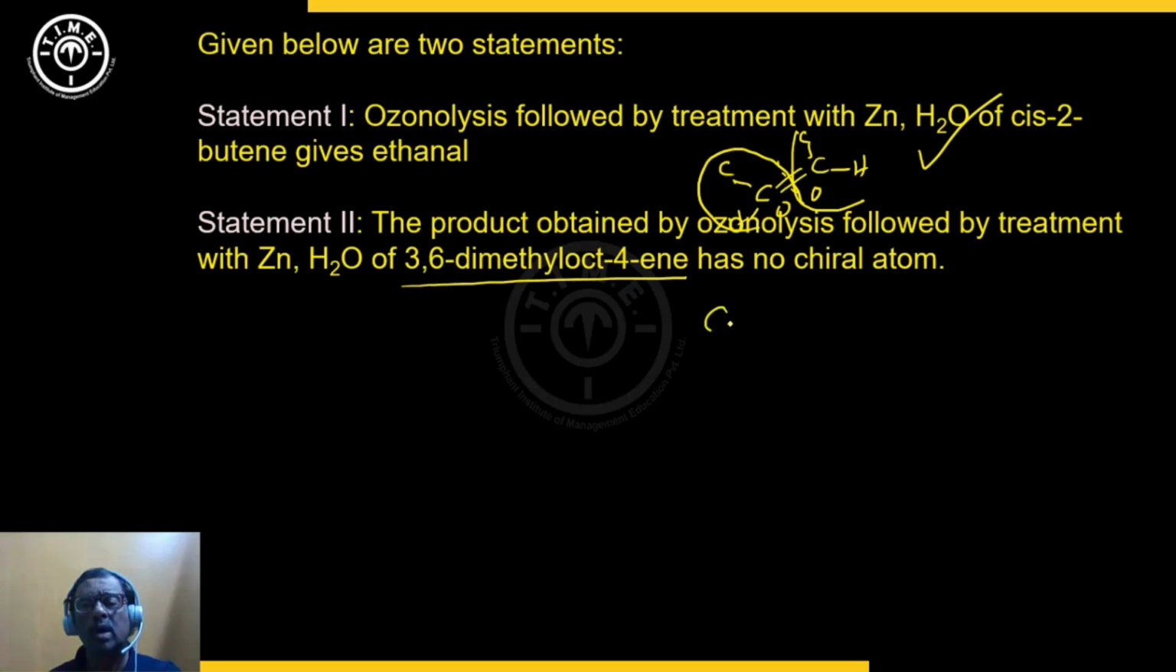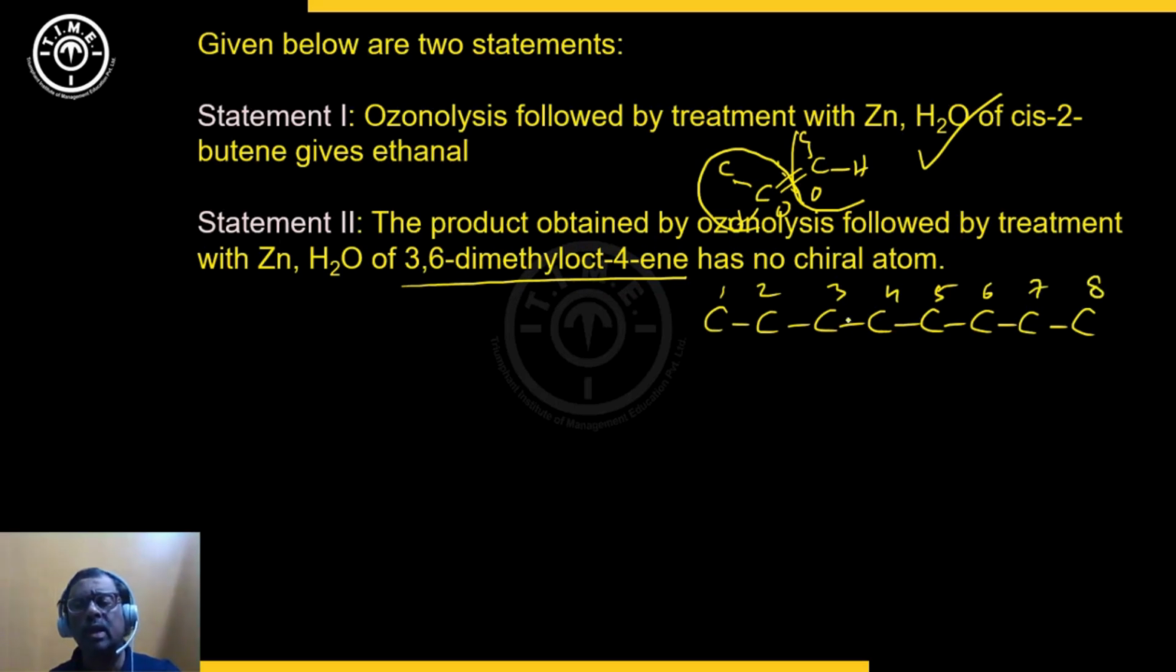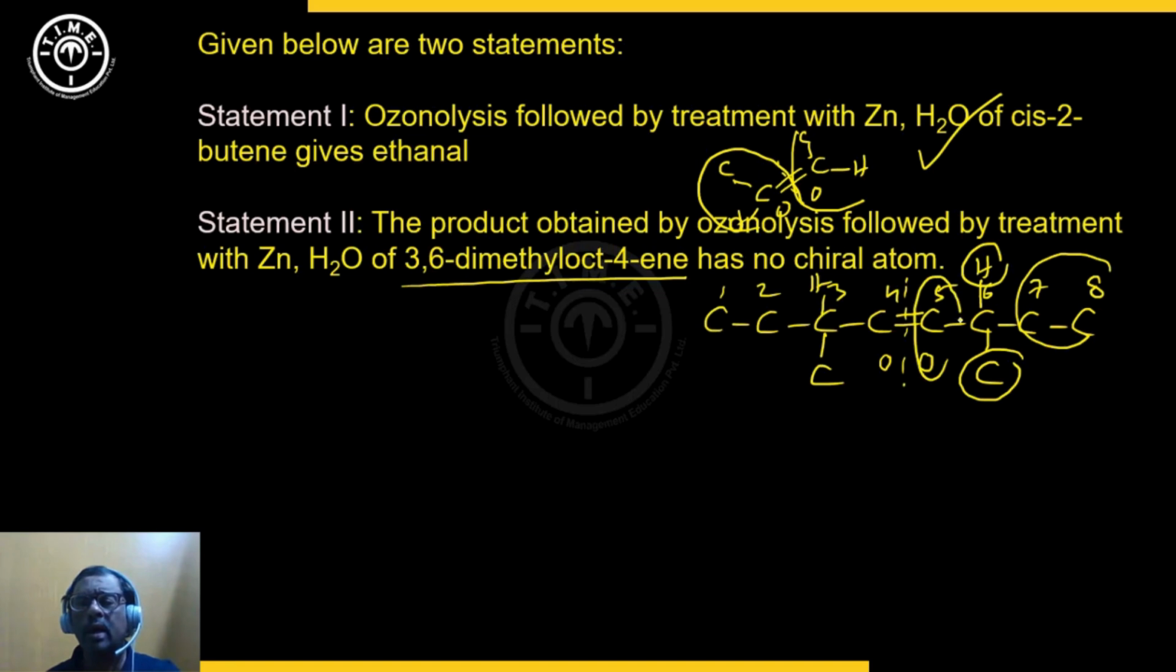Oct-4-ene. Oct means what? 1, 2, 3, 4, 5, 6, 7, 8. Number the carbons 1 to 8. 3 and 6: on the third carbon there is a methyl, on the sixth carbon there is a methyl, and on the fourth carbon there is a double bond, right? And you're going to break this. We'll have an oxygen here, we'll have an oxygen there. Now this is a hydrogen here on the third carbon, hydrogen there on the sixth carbon. The sixth carbon has got a methyl, an ethyl, a hydrogen, and a carbonyl CHO.